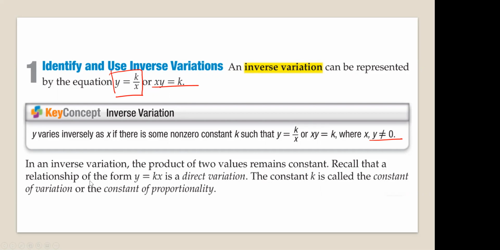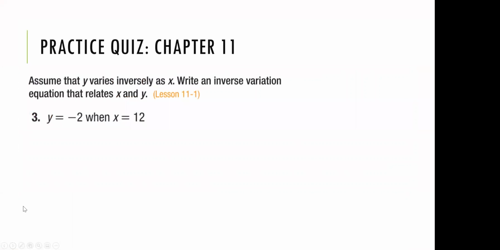And recall that a relationship of the form y equals kx is a direct variation. The constant k is called the constant of variation or the constant of proportionality. Okay, so it says here, assume that y varies inversely as x. Write an inverse variation equation that relates x and y.